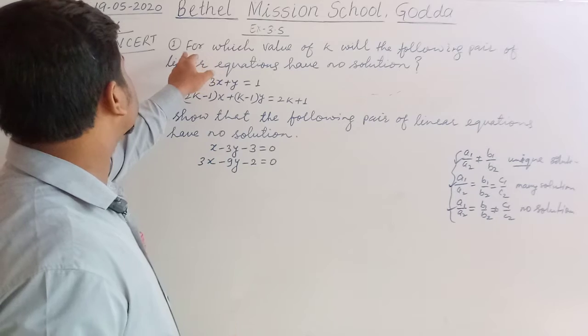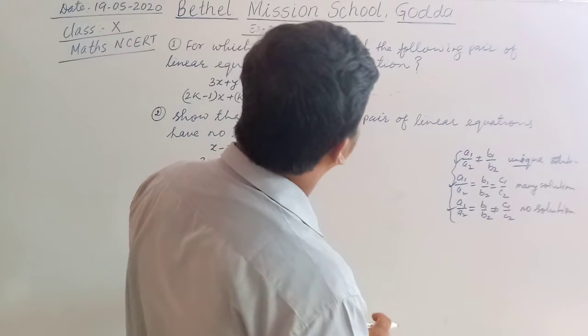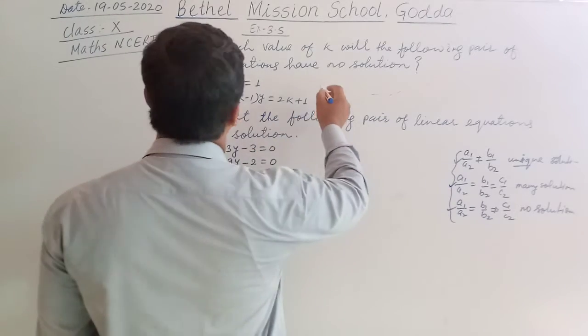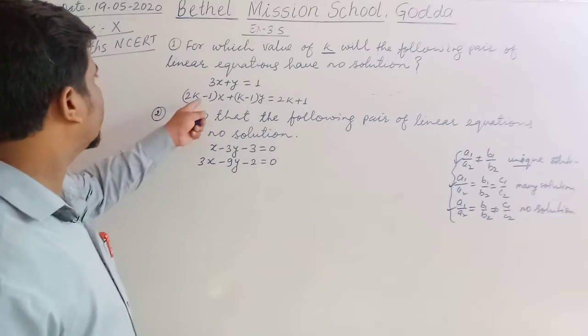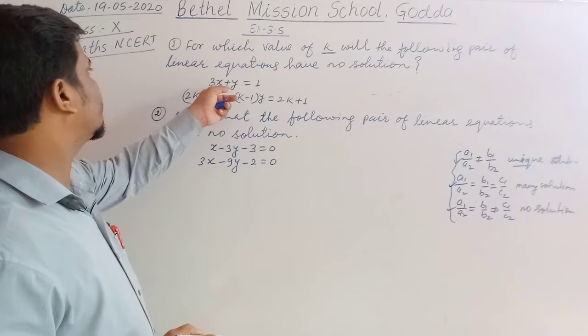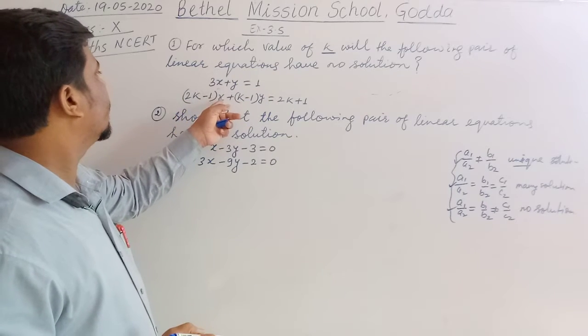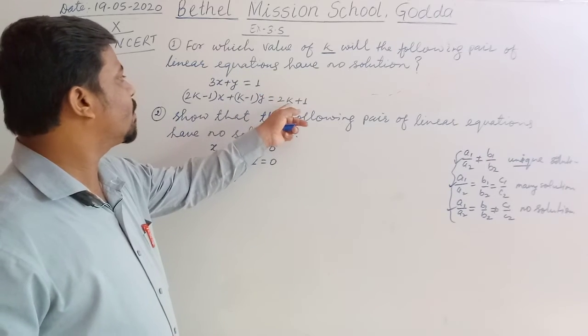So number one, you can see the question is, for which value of k will the following pair of linear equations have no solution? Means for which value of k. So you can see the equations are 3x plus y equal to 1 and another is 2k minus 1 into x plus k minus 1 into y equal to 2k plus 1.